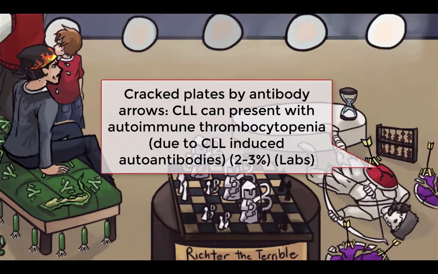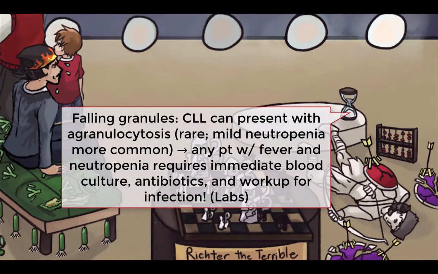Keeping with that autoimmune theme, turns out that the immune system can get confused and target platelets as well. About 2 to 3% of patients will present with an immune thrombocytopenia. And thirdly, always check that neutrophil count. Yup, even though the B lymphocytes are high, it's getting pretty crowded in there.